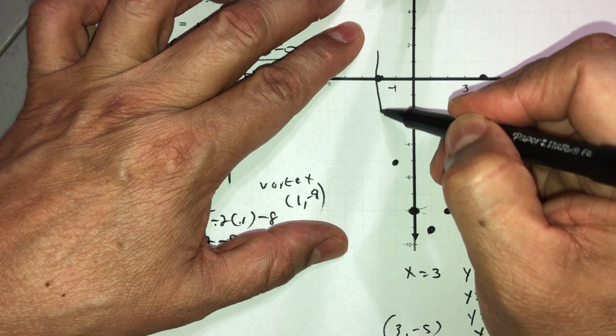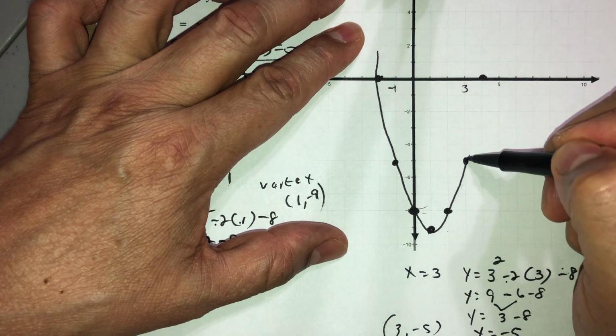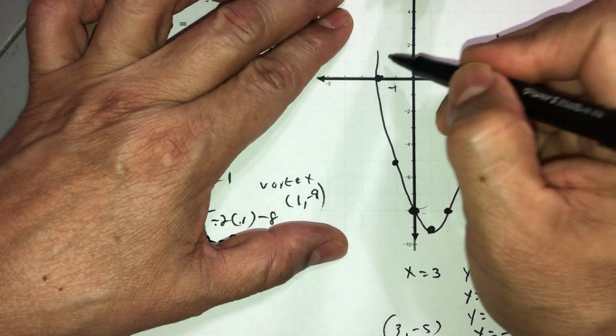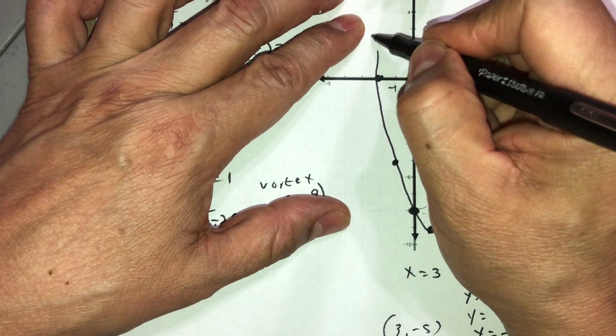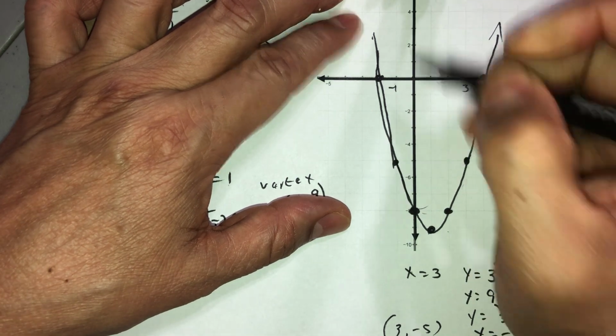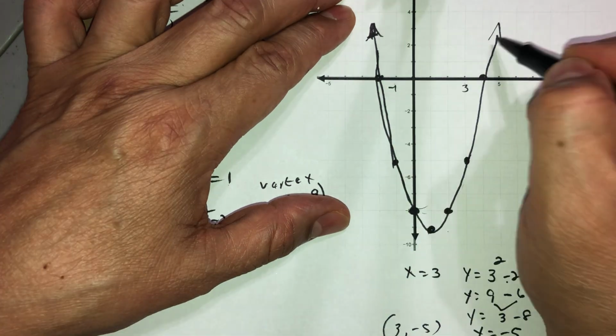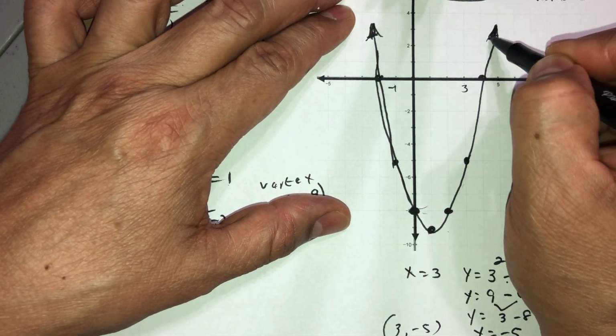my parabola. You see I'm not making lines. As long as you do something curvy, nothing straight. I blew it right there, sorry. And the arrows, remember, this goes forever to infinity.